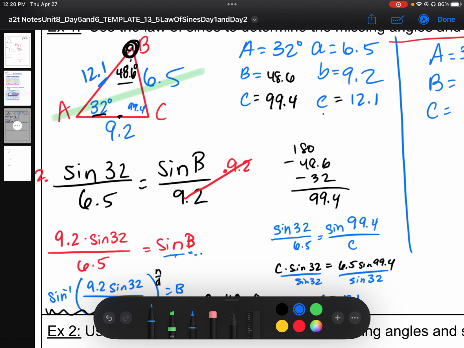Let's make sure this makes sense. Is the largest side across from the largest angle? Yes. Smallest side across from the smallest angle. Middle across from the middle. Perfect. If that's not right, we have to make sure our triangle even makes sense.